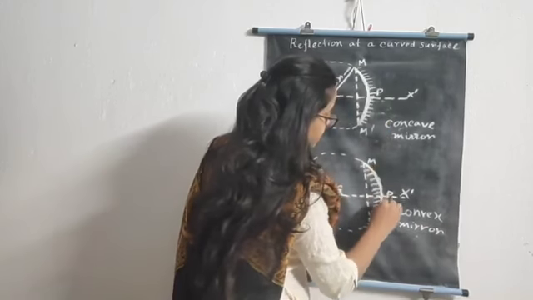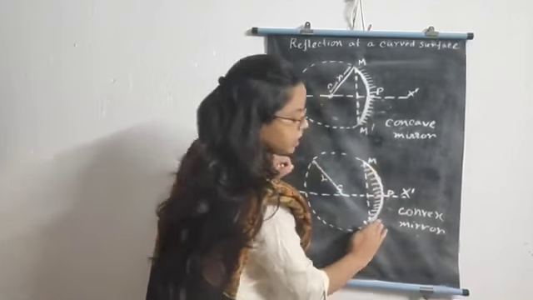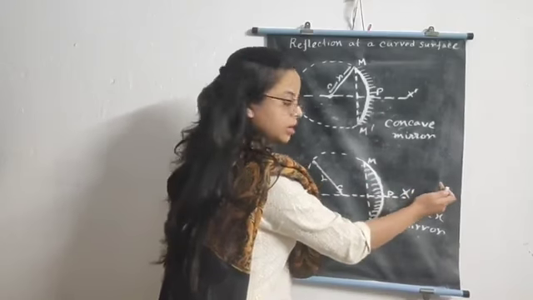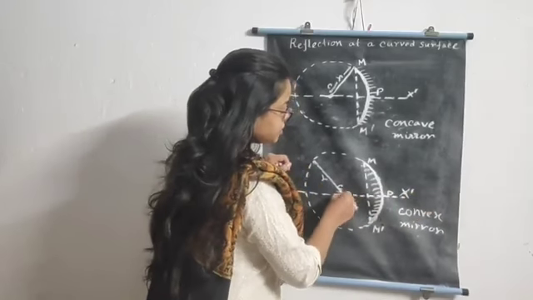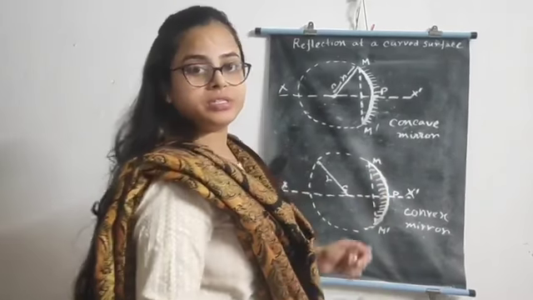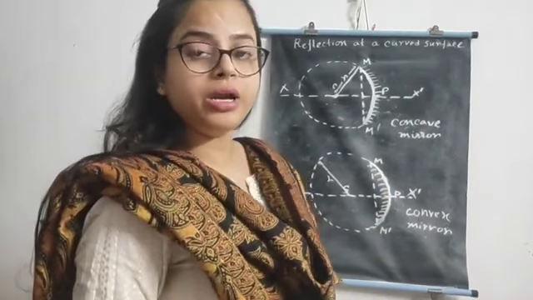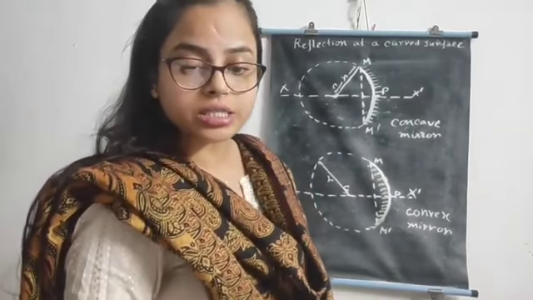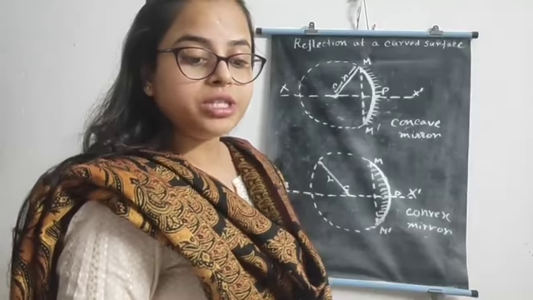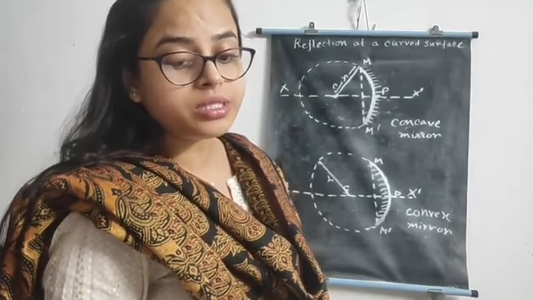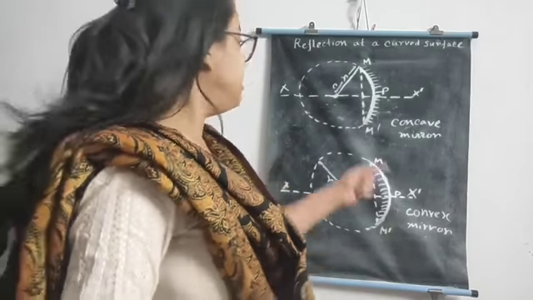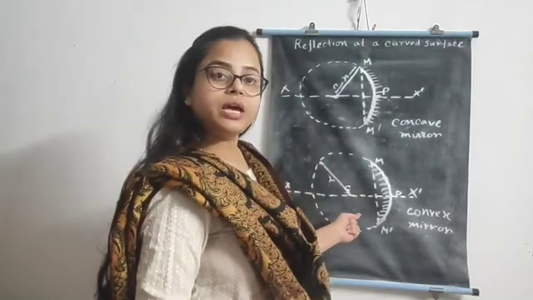Now here this is the reflecting part. Light will fall on this surface and reflect back. And the center of curvature is on the opposite direction of the reflecting surface. What will be the definition of concave mirror and convex mirror? A mirror is called concave or convex according as the center of curvature of the mirror lies on the same side or not of the reflecting surface of the mirror.